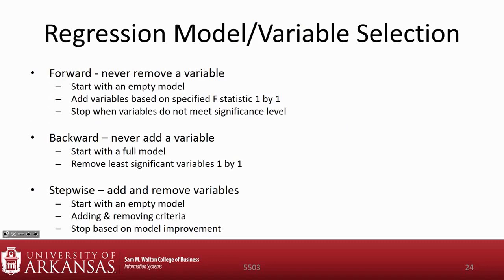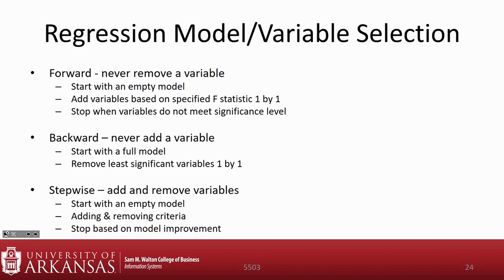Now we can do this by hand and by trial and error, using our software to help us do the calculations. Or there are actually about five or more different ways that the software, using statistical analysis, can try to find good variable selection models for us.